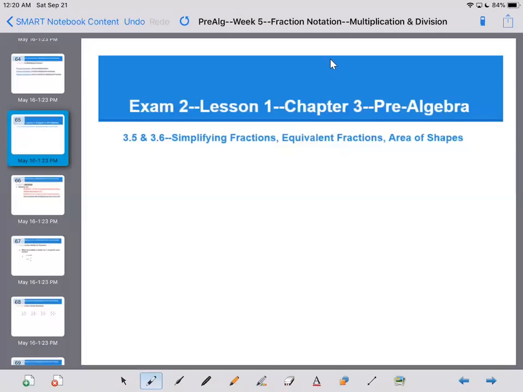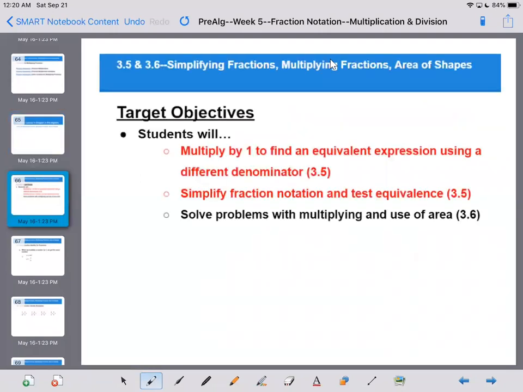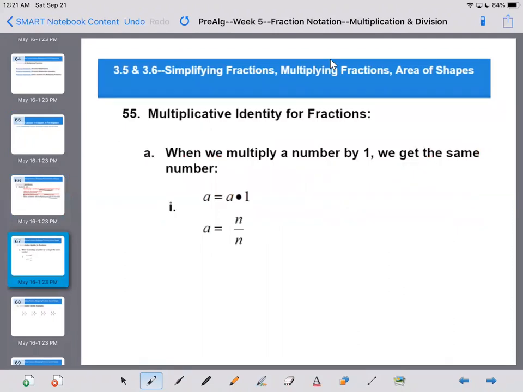So now we're going to look at part 3 of this video series. We're going to look at simplifying fractions, equivalent fractions. We're going to look at area and other items as well. We're also going to look at, in the objectives, creating equivalent expressions using a different denominator. And then we want to look at how we can simplify, test for equivalence with fractions, and then looking at the concept of area.